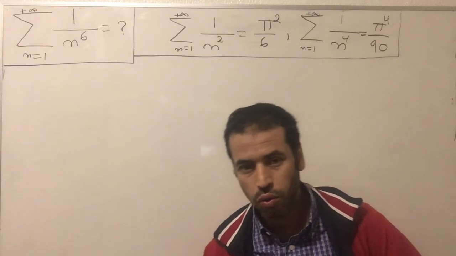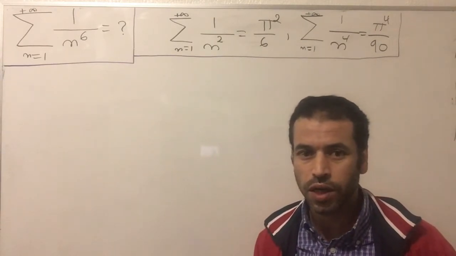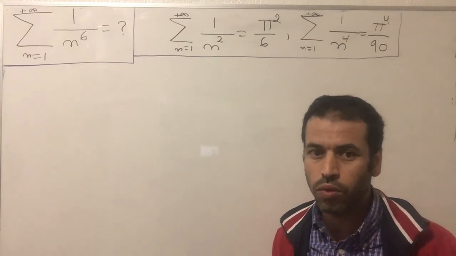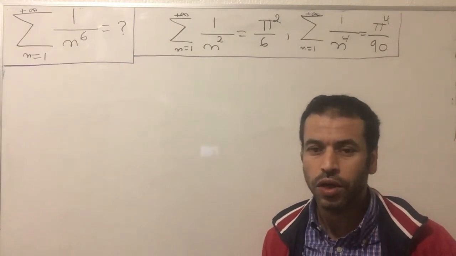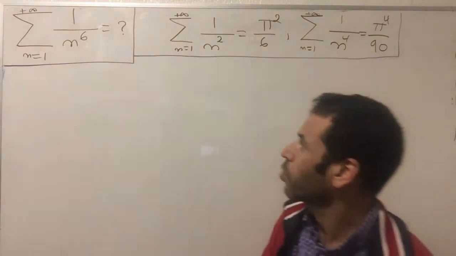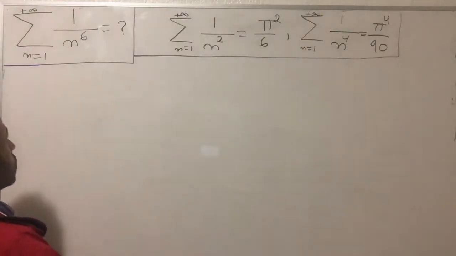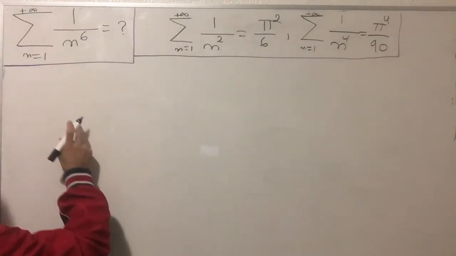And also we evaluated the sum of 1 over n to the 4th as n goes from 1 to infinity equal to pi to the 4th over 90. Okay, but today I'm going to do the sum of 1 over n to the 6 as n goes from 1 to infinity. Okay, let's go ahead and solve this one now.